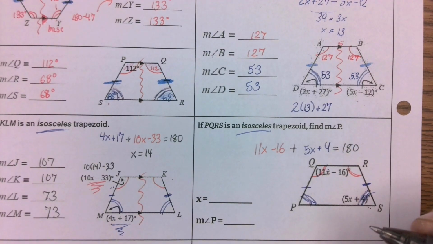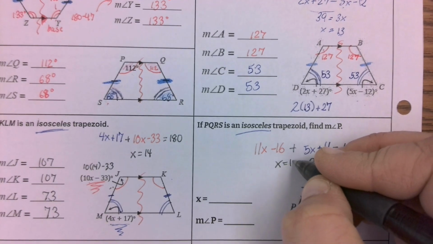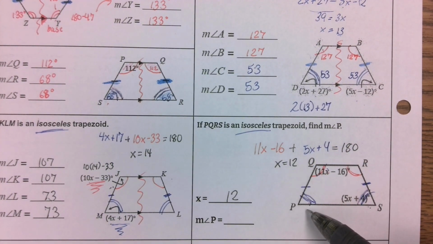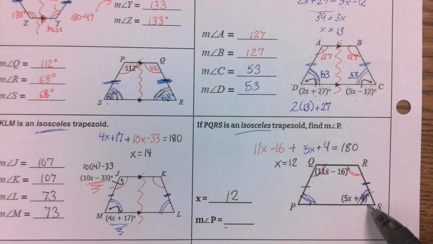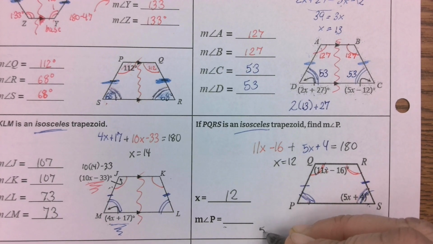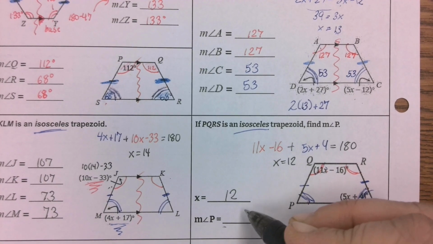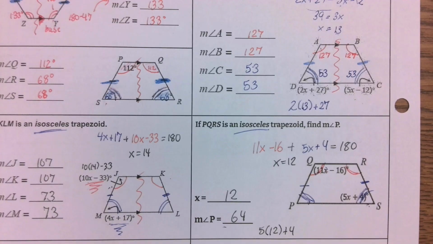When I solve this, I go through and I solve, and I get x is equal to 12. Okay. I can then substitute that back in, and if I want to find the measure of angle P, I need to find its matching measure. So I would need to substitute into S 5 times 12 plus 4, which is giving me 64.